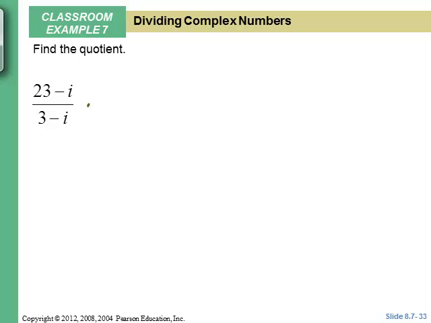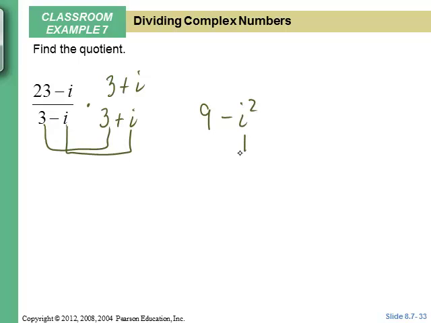When you divide complex numbers, you have to multiply by the conjugate. So 3 plus i, 3 plus i. The bottom becomes 9 minus i squared. This is negative 1, minus negative 1 is plus 1. So the denominator is 10.